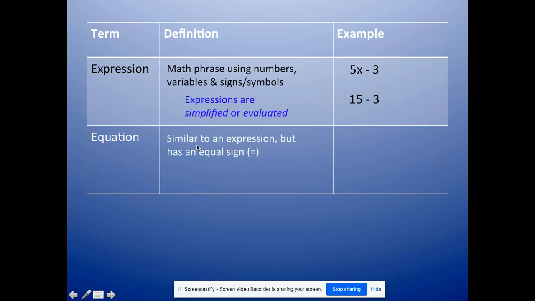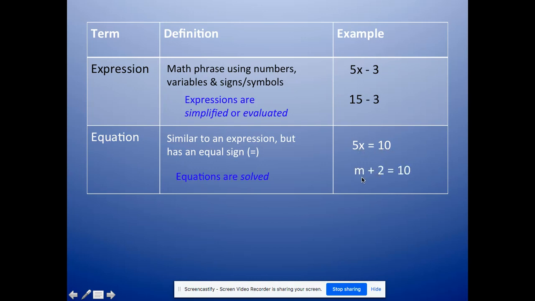So an equation is similar to an expression, and that's why I went over the definition, but it has an equal sign in it, okay? Equations are always solved. So let's look at a couple of examples. 5x equals 10. The equal sign in this one is right in the middle, but it always separates the left side of the equation from the right side, and these two pieces are always equal to each other.